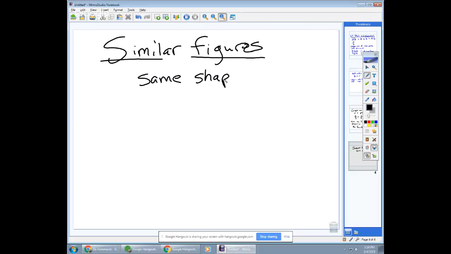So would that be like a square and a rectangle? No, they have to be the same shape. One is longer, so a square and a rectangle would not be similar, because they're not the same shape. Similar shapes have to have proportional side lengths.